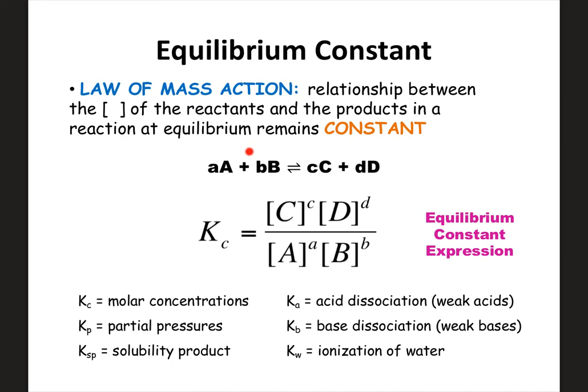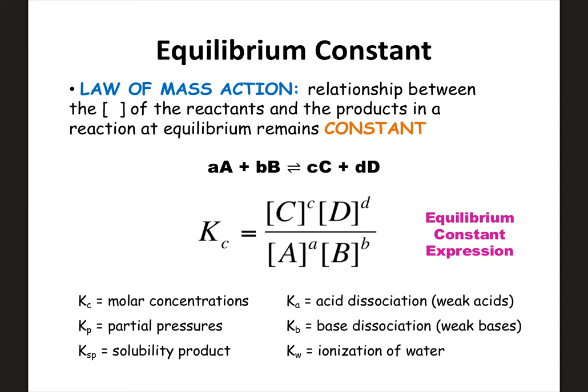And you have the coefficients for that reaction in front in lowercase letters. If you wanted to write the equilibrium constant expression for that reaction, it would be Kc equals the concentration of C raised to the power of its coefficient times the concentration of D raised to the power of its coefficient in the reaction, all over the concentration of A to its coefficient times the concentration of B to its coefficient. This is the equilibrium constant expression for this reaction.